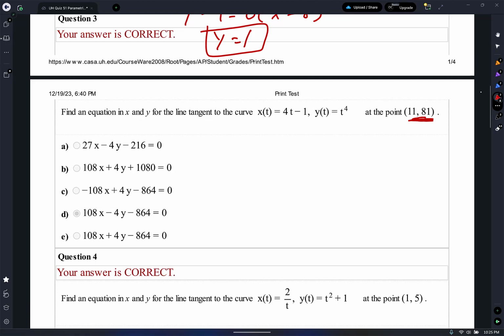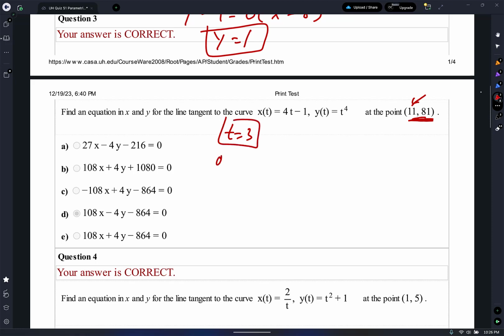Notice it says y of t equals t to the 4th. So what number raised to the 4th power will give you 81? I believe that's 3. So verify that if I plug in t equals 3, you'll get the x coordinate 11. So 4 times 3, that's 12. 12 minus 1, that's 11. So the t value is 3. I already got my point.